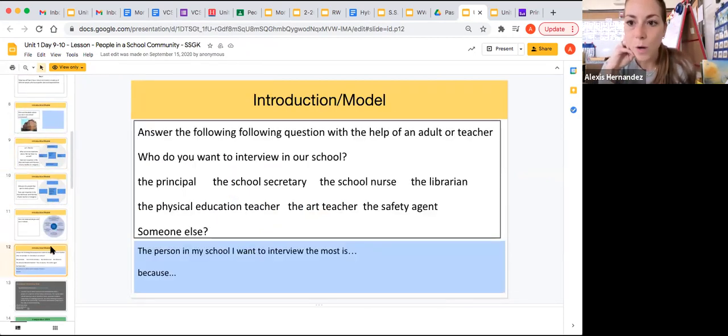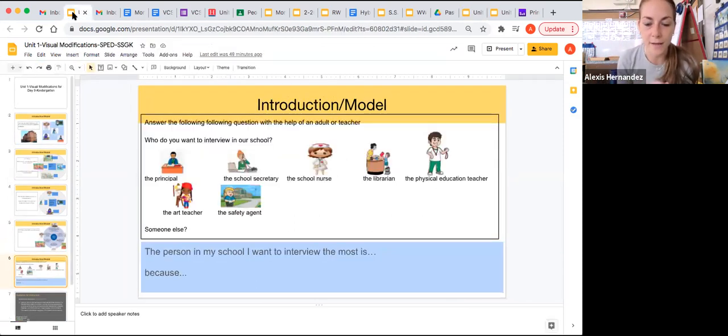The last slide, which I'll show you in the regular curriculum, asks the students to think about who they might want to interview in the school. The principal, the school secretary, the school nurse, the librarian, the PE teacher, the art teacher, the safety agent, or maybe even someone else. And they have to think about who they want to interview and why. Again, rather than just throwing all of this text in front of some of our struggling learners, I've helped modify this slide by giving picture supports.